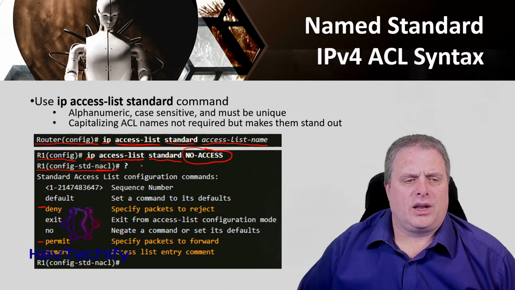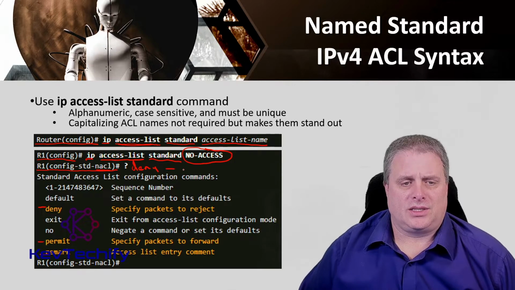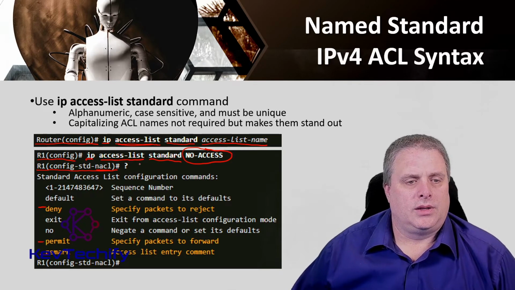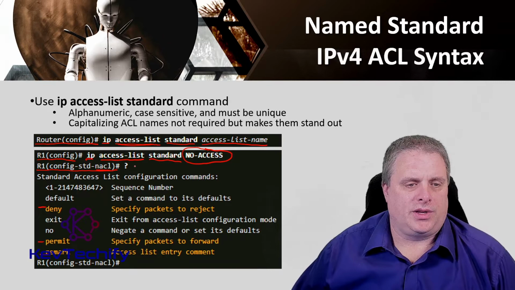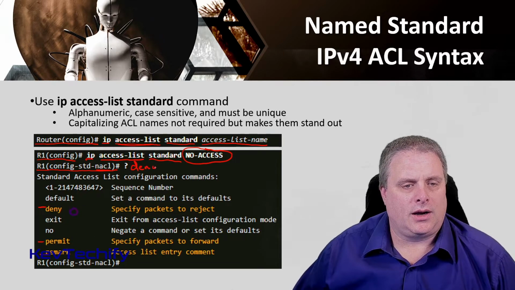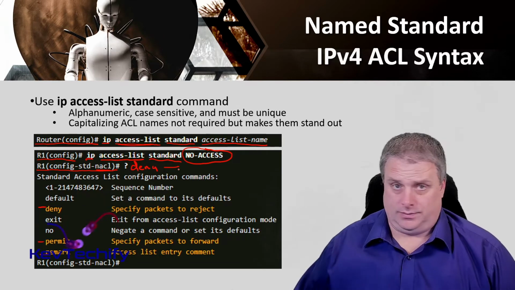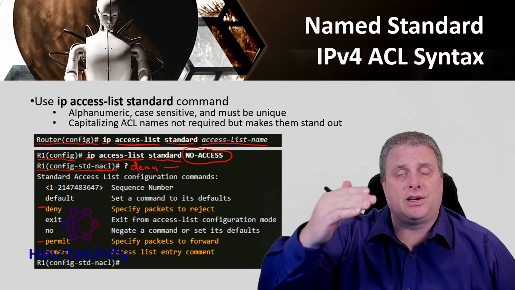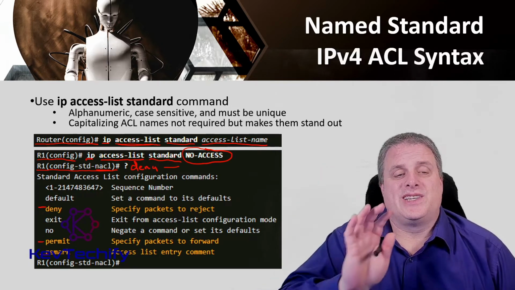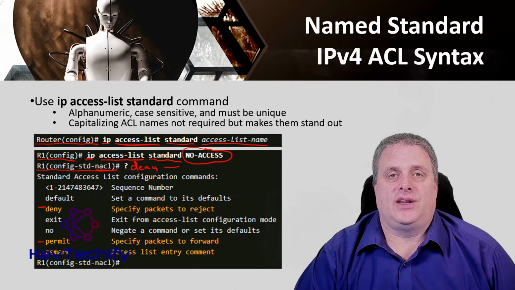This is where you put in deny, and then you put in your network address, and then you can go ahead and start creating your statements. You put the word deny in here, then the source address, and you complete it out, and you go ahead and enter in as many access control entries as you need for that named standard ACL.